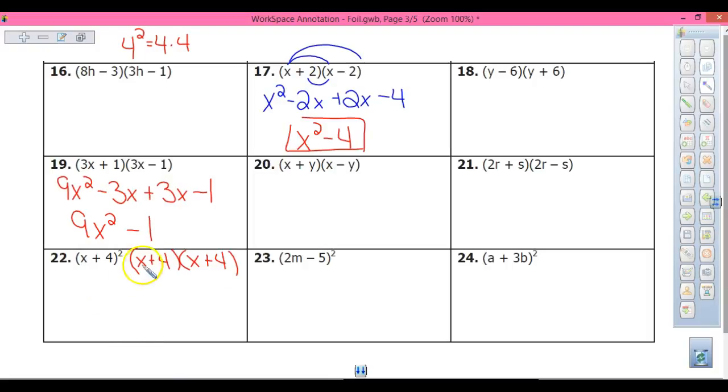And so now when I do it, I get x squared plus 4x plus 4x plus 16. So when I combine, I end up with x squared plus 8x plus 16. Do you see why we can't just distribute that squared through? Yes, no, maybe, kind of? Okay, because you end up with that middle term. So everybody needs to do number 23 right now. Okay, rewrite it.